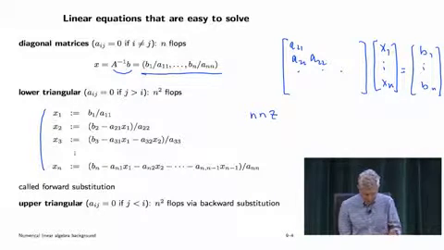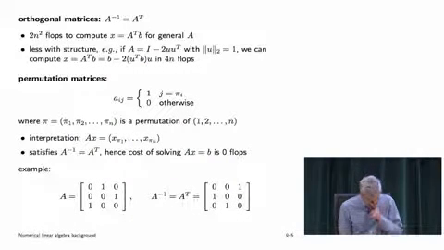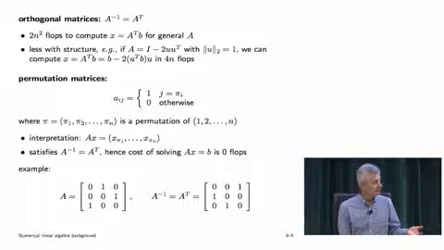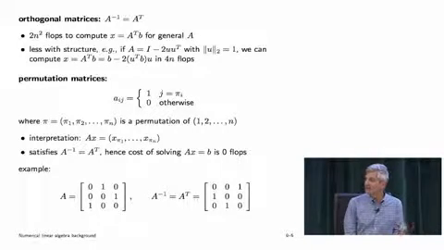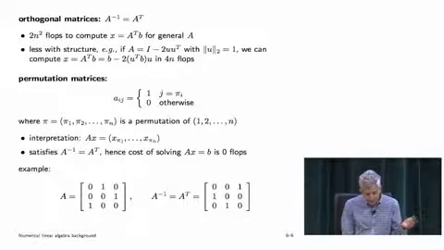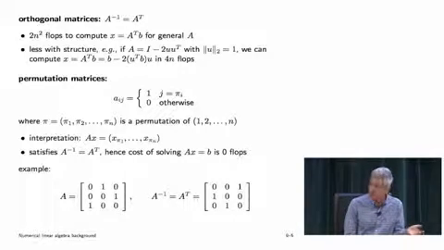Don't worry, we're going to assemble all these things in a minute. So that's upper triangular, lower triangular, diagonal. Another one would be orthogonal. If a matrix is orthogonal, then computing A inverse B is the same as A transpose B, so it's just a matrix-vector multiply. It's order n squared in general, but it actually depends on how the orthogonal matrix is stored. There are other data structures.